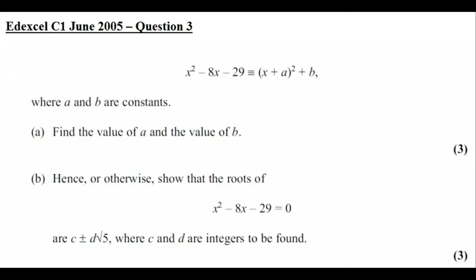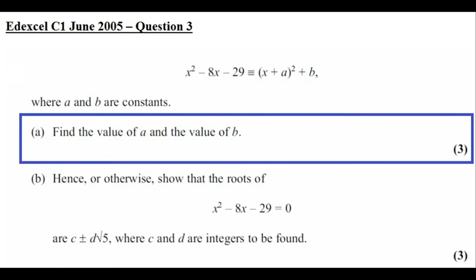Question number 3: x squared minus 8x minus 29 is equivalent to (x plus a) squared plus b, where a and b are constants. In part A, find the value of a and the value of b. So let's think about this problem. Let's get back to the paper and pen.